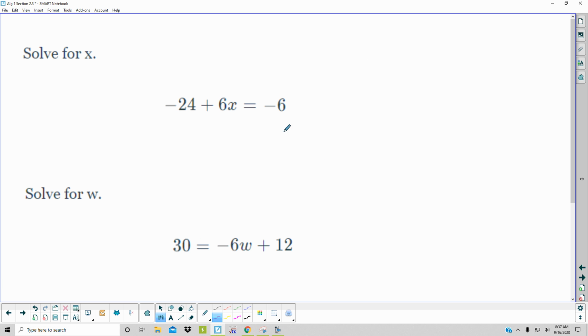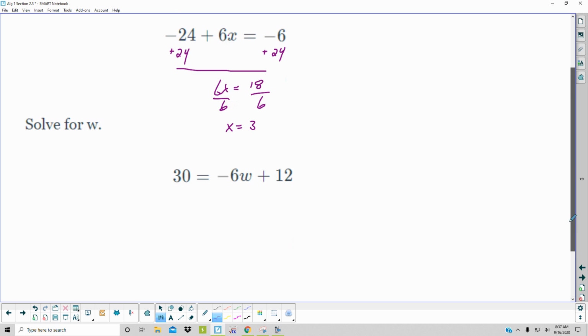Okay, try this one. Again, you're going to undo any adding and subtracting first. This 6 is held to the x by multiplication, so I'm going to start by adding 24 to both sides. So I have 6x is equal to, that'd be negative 6 plus 24, which is 18. Now I'm going to divide this 6 out, and you get x is equal to 3, and you're done.